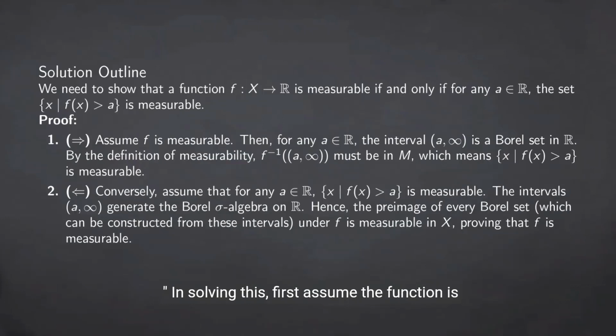In solving this, first assume the function is measurable. Then, for any real number a, the interval from a to infinity is a Borel set, and by the definition of measurability, the preimage of this interval under the function, which is precisely the set of x where the function value is greater than a, must be measurable. Conversely, assume that for any a, the set of x where the function value is greater than a is measurable. Since these sets correspond to the preimages of intervals that generate the Borel sigma algebra, the preimage of any Borel set can be constructed from these, proving the function's measurability.